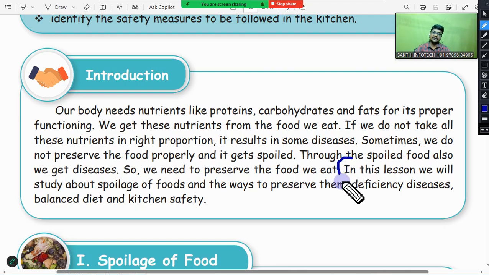Next sentence. In this lesson, we will study about spoilage of foods and the ways to preserve them, deficiency diseases, balanced diet, and kitchen safety. Listen again. All of you read two times.